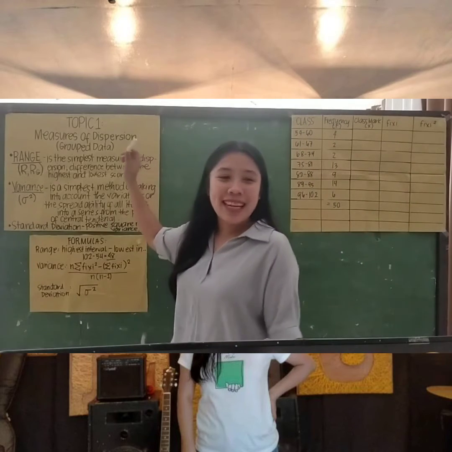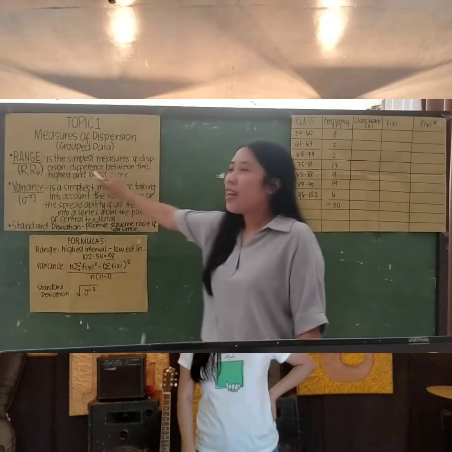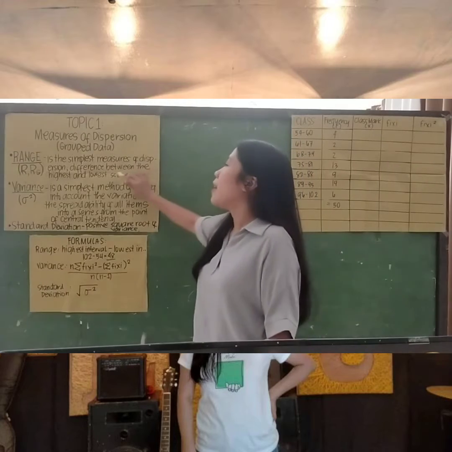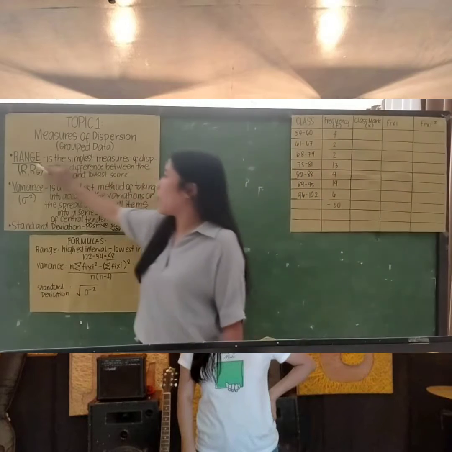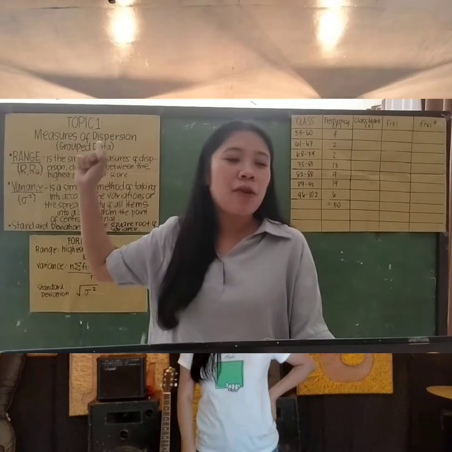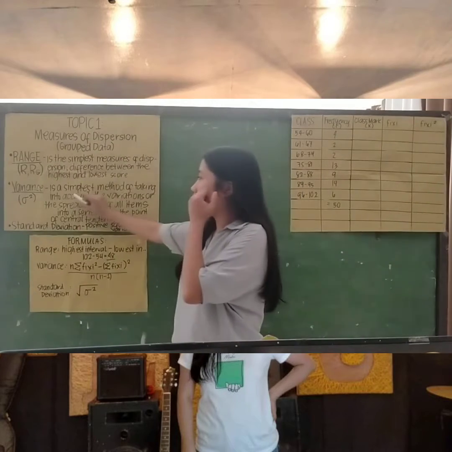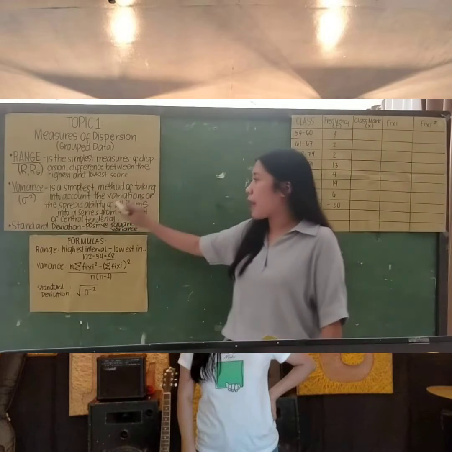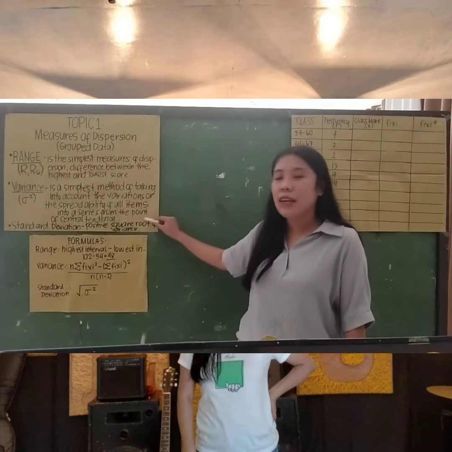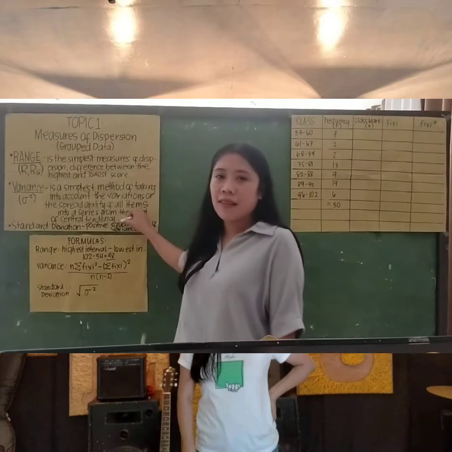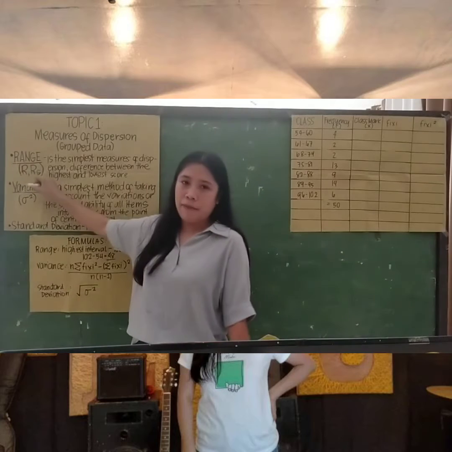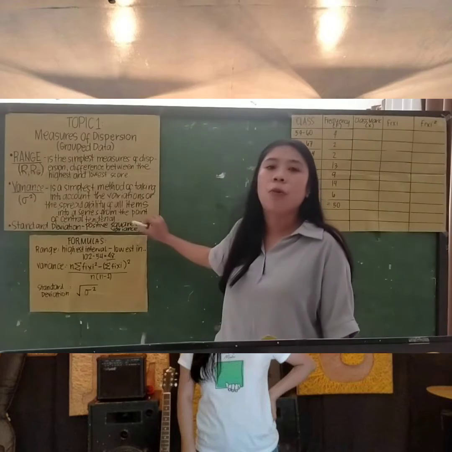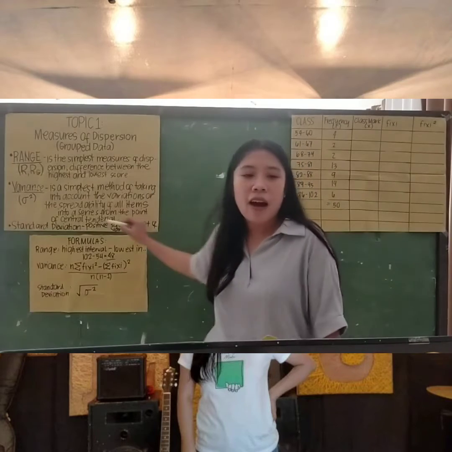At dito, yung mga terms na gagamitin natin ay yung range. Yan is the simplest measure of dispersion, difference between the highest and the lowest score. At ito ay denoted by R. So, kung may nakikita kayong R, yun ay yung range. At sa variance naman is the simplest method of taking into account the variation or the spreadability of all items in a series from the point of central tendency. At ganito yung magiging denoted niya. And standard deviation, it is the positive square root of our variance.